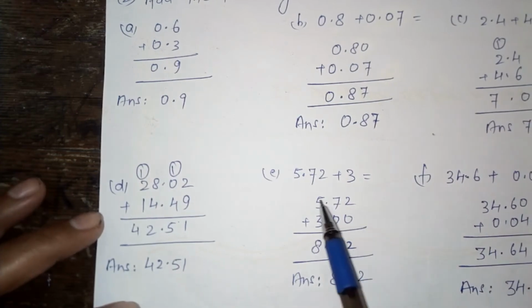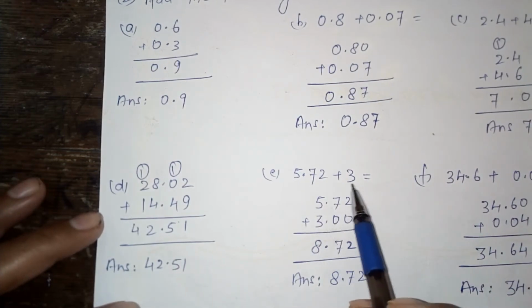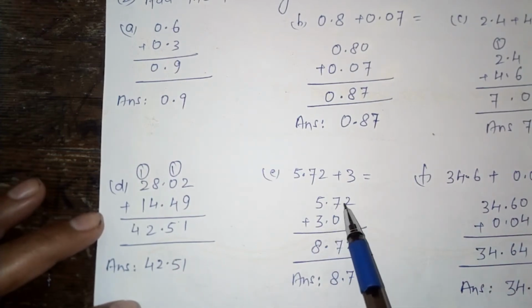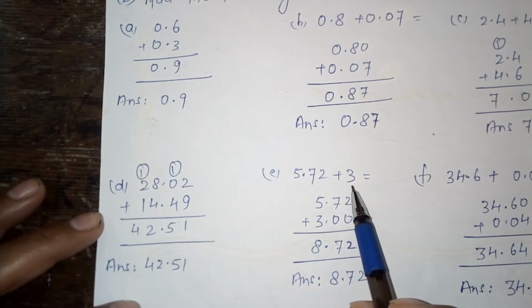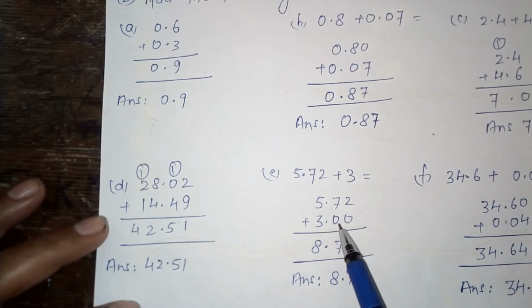Your next question is 5.72 plus 3. 5.72 plus 3 we can write as 3.00. After adding we will get 8.72. 8.72 is the required answer of the given question.